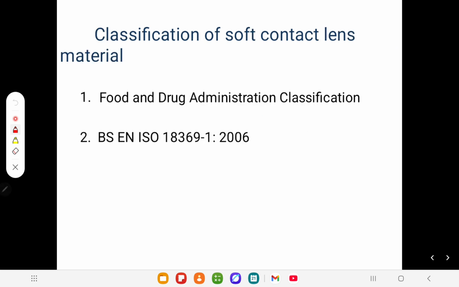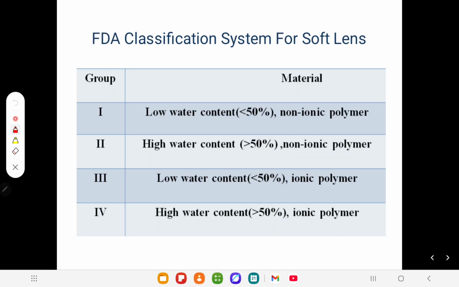So it's important as a student to know the classification of soft contact lens material. Basically there are two: classification, and second is nomenclature. First is classification. The FDA classification, which I have already told you about, has a fifth group, silicone hydrogel. In 2007 they added that. So four groups are very important.